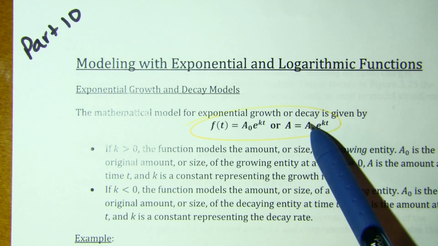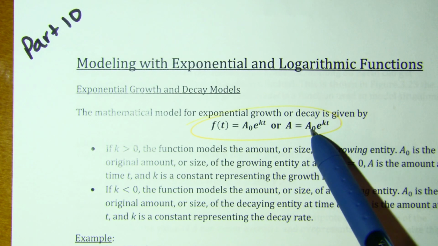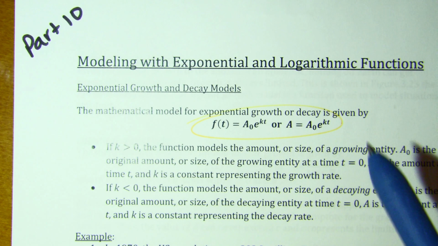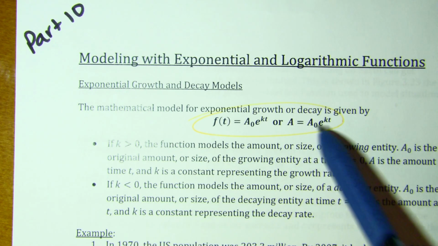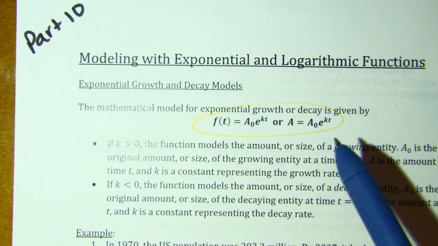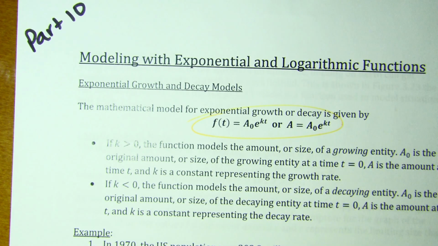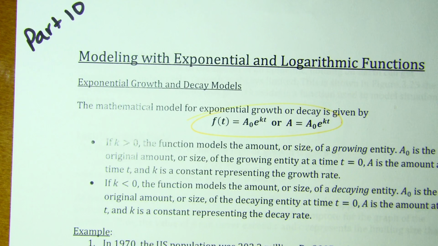This A sub 0, this is called A naught. This is the initial value. So if we're talking about putting money into an account, that would be how much money you're putting in. Or if we're looking at population growth over time, this would be the initial population. If we're talking about a fossil, we're talking about how much carbon-14 you start with. So that's what's called the initial value.